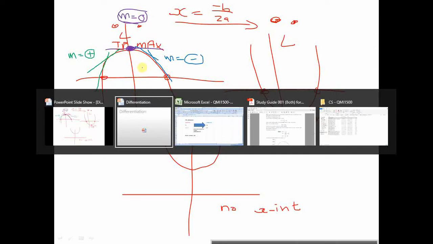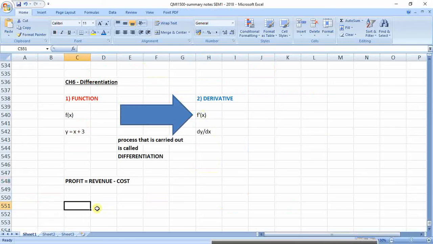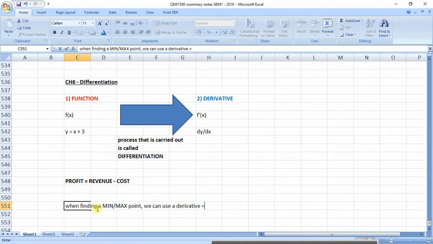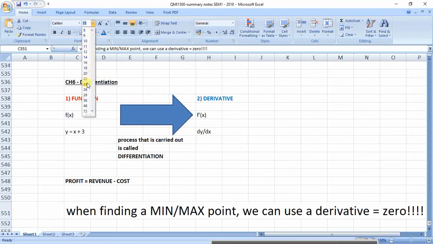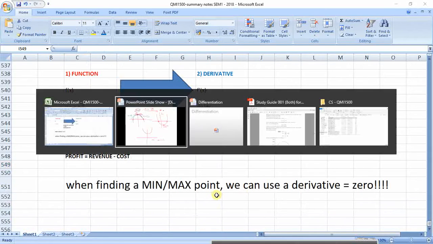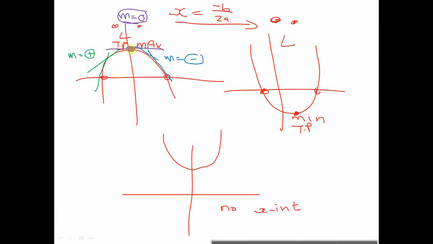Right, so you can find a minimum or max. So when finding a min/max point, we can use a derivative equal to 0. Okay, and that's what you do. Right, so a minimum or a maximum point will be achieved where the derivative is 0. Okay, so that's what you do. And why am I doing that? Because of this. Right, so this is going to be m equals 0. Okay, and because of that, f'(x), the derivative, can equal 0. And it'll find me that point.